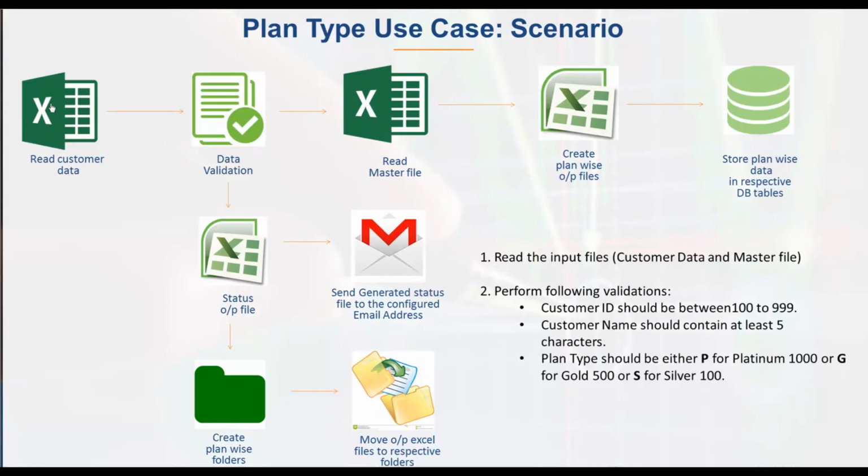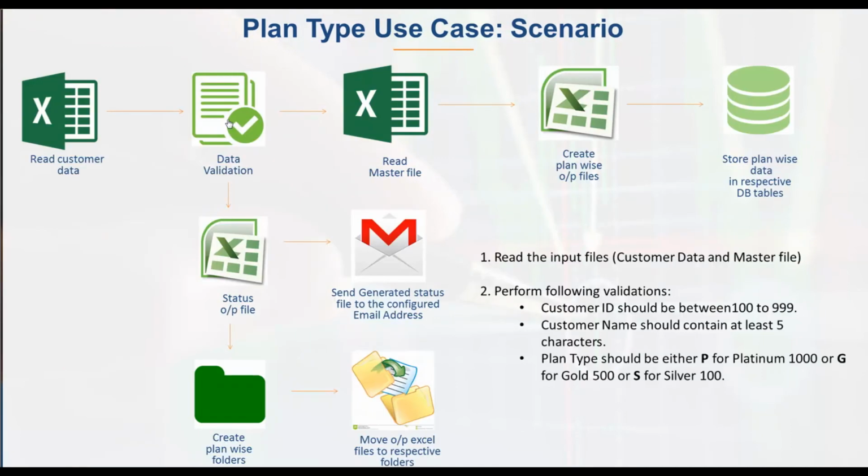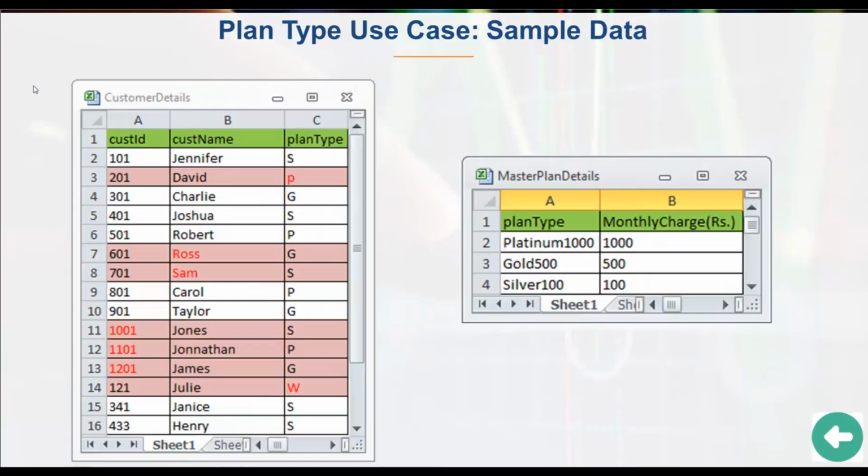First of all, we are going to read customer details from an Excel file. This is the sample data of customer with 3 columns as customer ID, customer name, and plan type. Then we'll apply data validation on customer data, and those are customer ID should be between 100 to 999, customer name should contain at least 5 characters, plan type should be either P for platinum or G for gold or S for silver. After applying data validation, these highlighted rows will be removed from the workflow stream.